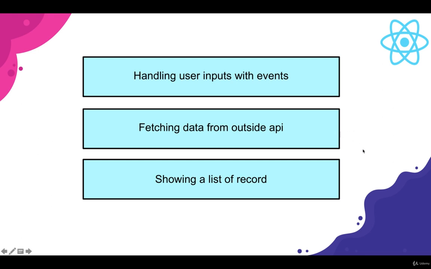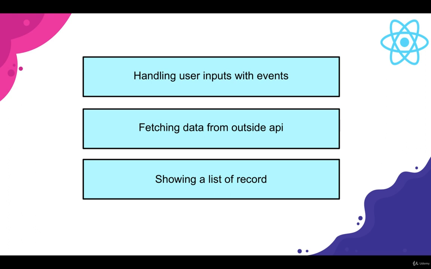So far, we haven't really been building any lists of data. We've just been showing kind of individual elements and components one at a time, but we haven't been really rendering lists. So we are going to get a really good idea of how to show a list of records, okay?